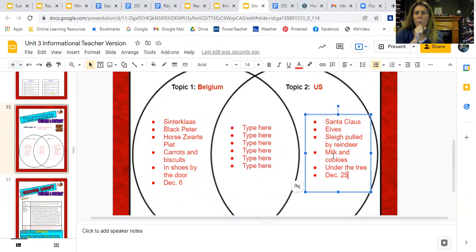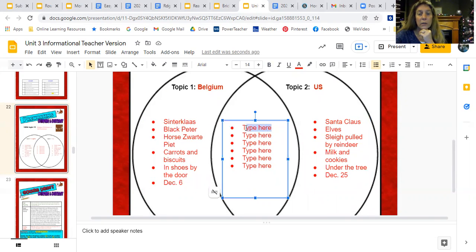Then I'm going to think, what do these things have in common? So I'm looking at my seesaw. What's gonna hold it together in the middle and balance it out? What is the same about both of them? So I have Sinterklaas and Santa Claus. Well, they are both gift givers.